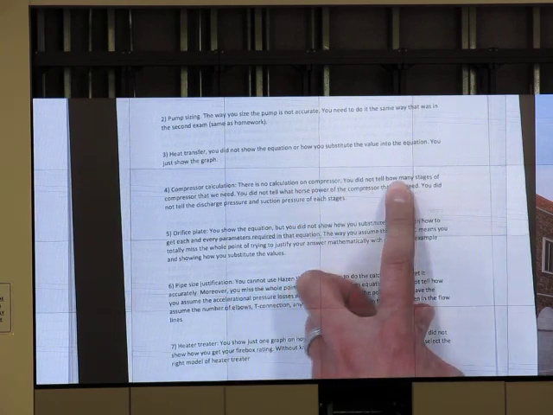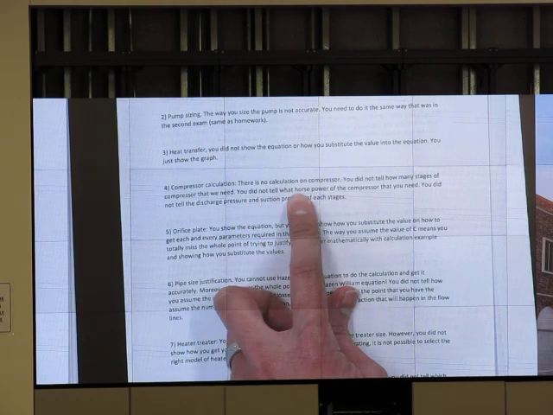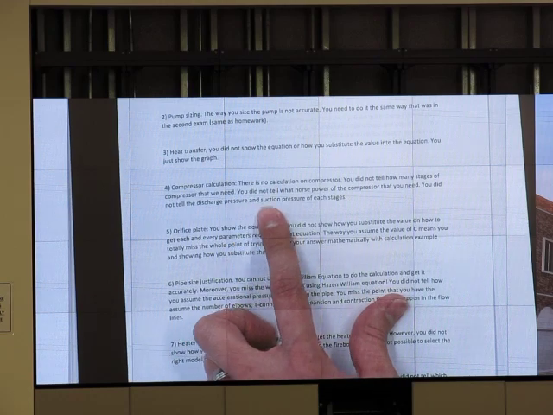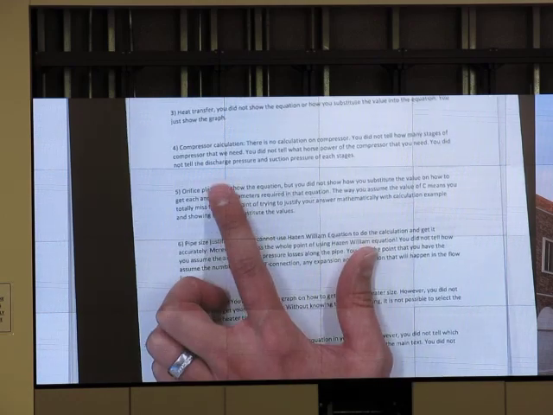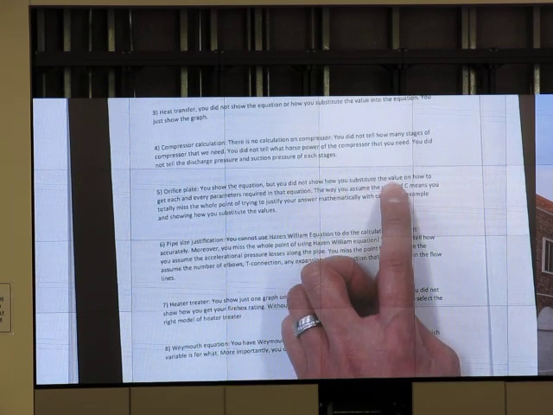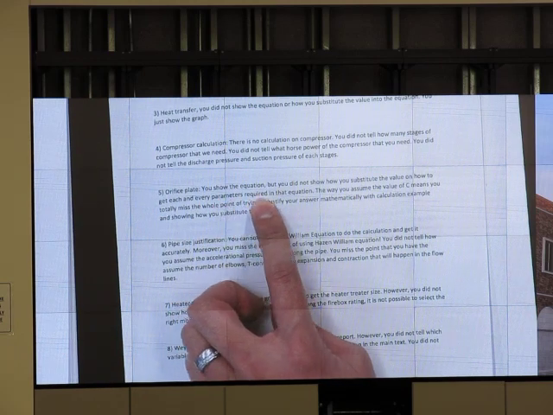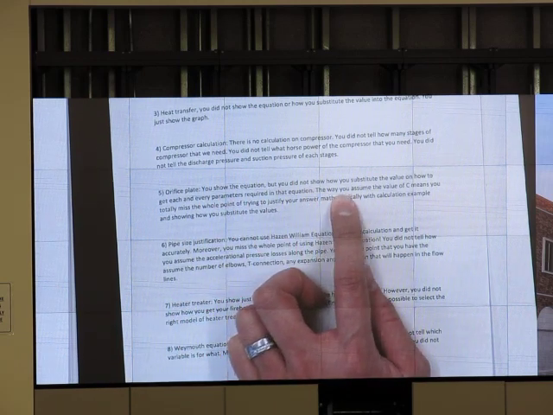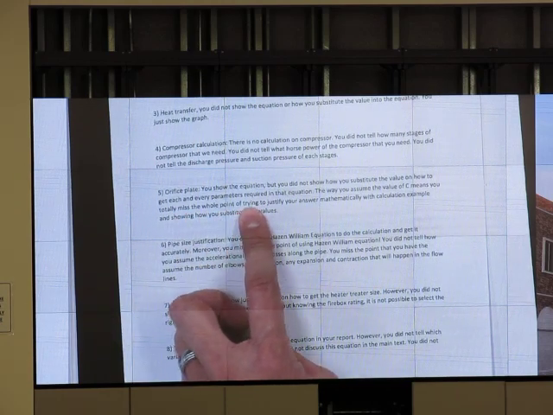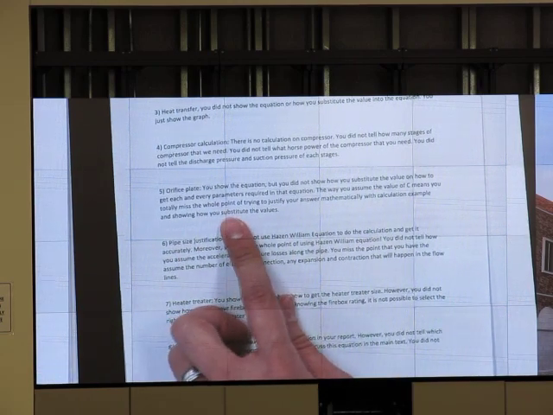You did not tell how many stages of compressor we need. You did not tell what horsepower of compressor you need. You did not tell the discharge pressure and the suction pressure of each stage. Orifice plate, you show the equation, but you did not show how you substitute the values to get each and every parameter required in that equation. The way you assume the value of C means you totally miss the whole point of trying to justify your answer mathematically with a calculation example and showing how you substitute the values.